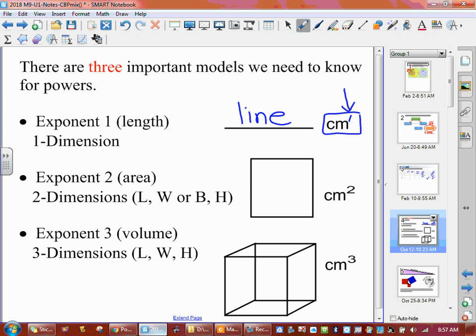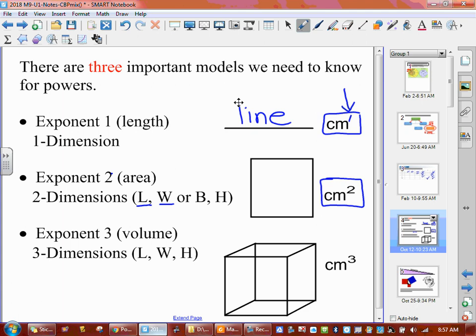Okay? Now if we take a look, exponent 2 is area. Well, that's our squared sign. We always deal with square. So we see the squared sign here, and that means we've measured two things. We've measured length and width, or sometimes it's called base and height. Okay? So those are the important things about knowing one-dimensional objects and two-dimensional objects. Then we talk about volume. Volume is for three-dimensional objects.